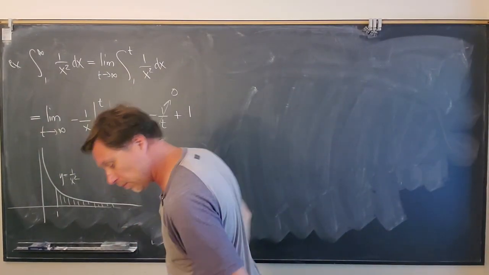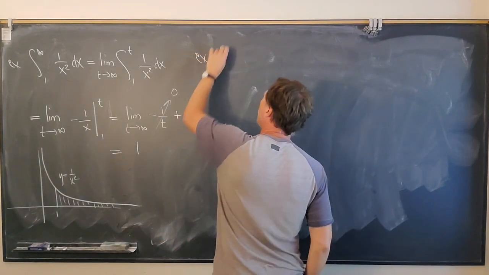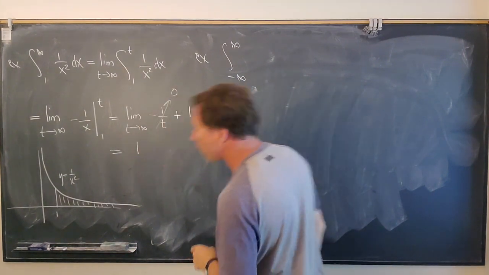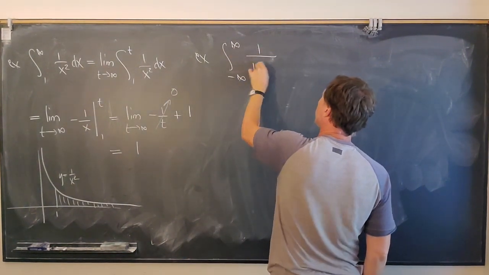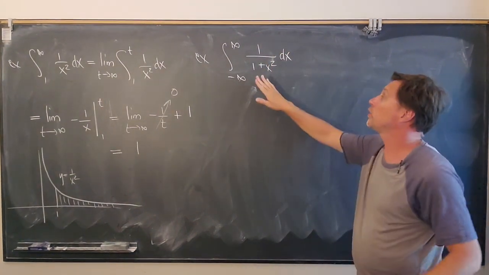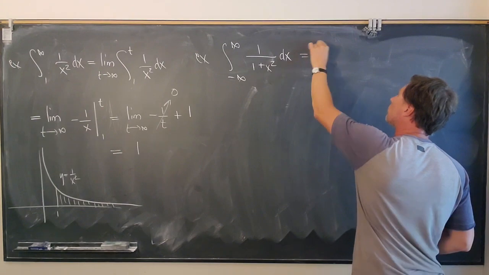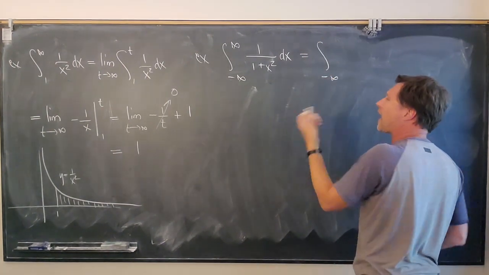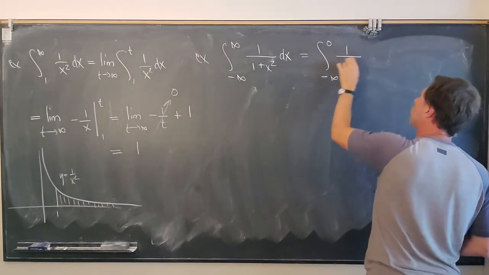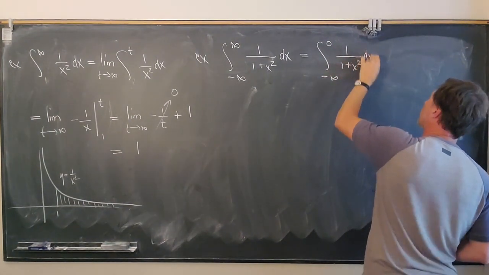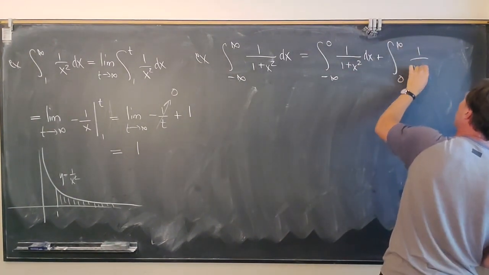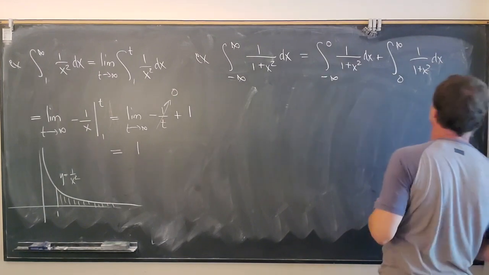So next example, let's look at this one here. Integral from minus infinity to positive infinity, 1 over 1 plus x squared dx. Now remember, what we do is we rewrite this. I like to choose a equal to 0, so it would be minus infinity to 0 of 1 over 1 plus x squared dx plus integral 0 to infinity 1 over 1 plus x squared dx.